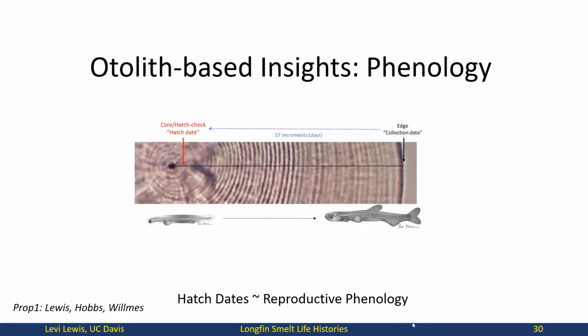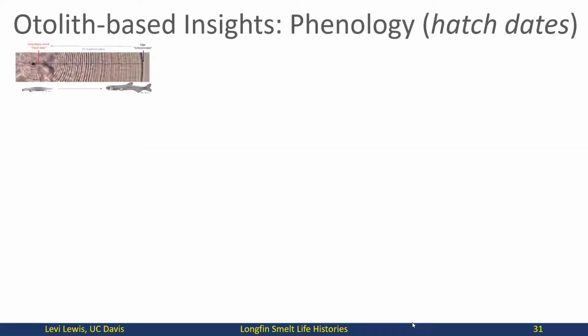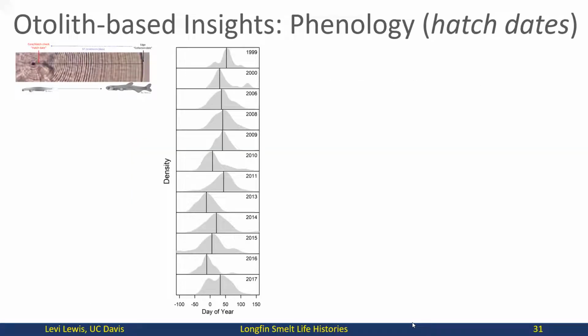Okay, we also could look at phenology of all of these fish. So phenology is just the timing of events in an organism's lifetime. And we can quantify hatch dates simply by counting back from the edge, which represents the date a fish was collected and sacrificed, all the way back to the hatch check, and just simply subtract the number of days from the known collection date, and then you have hatch dates. We did this with all of our individuals, and these are the hatch date distributions from 1999 to 2017.